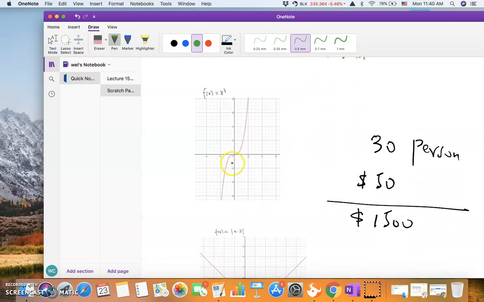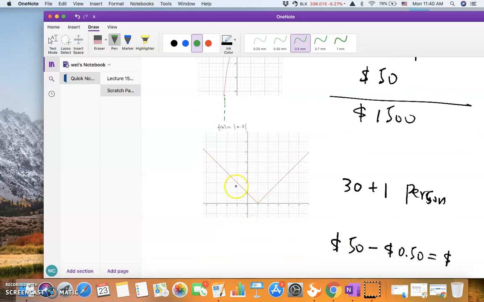For this graph, there's neither a maximum nor a minimum, because the graph keeps going up and keeps going down. And for this graph, there's no maximum, but there is a minimum. So the minimum is here.